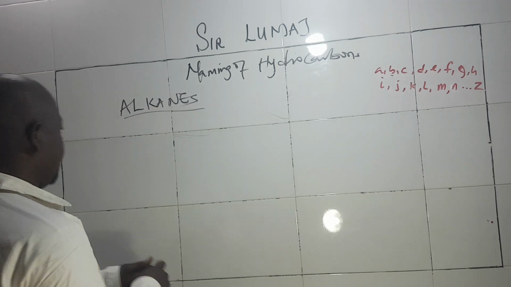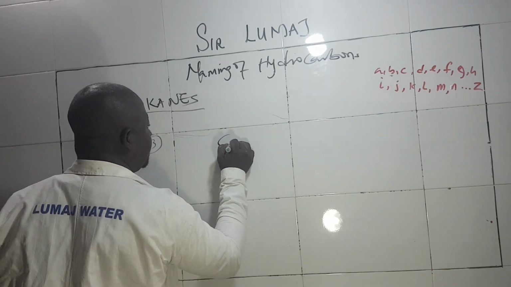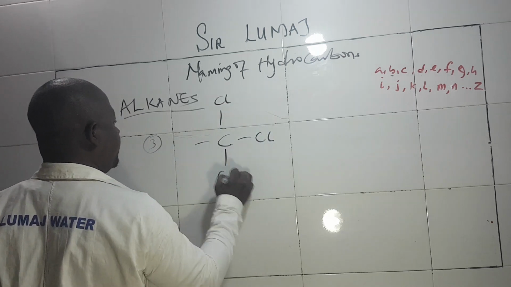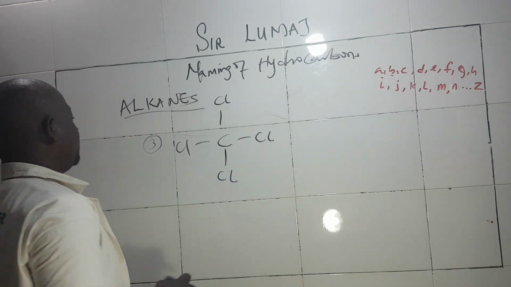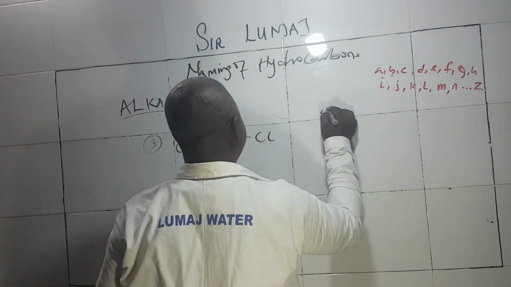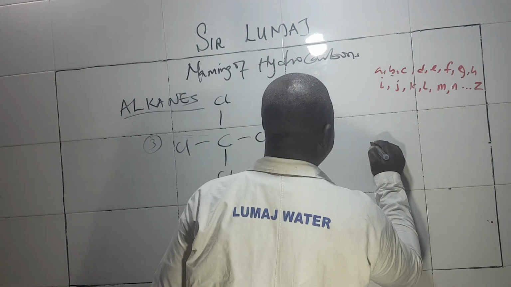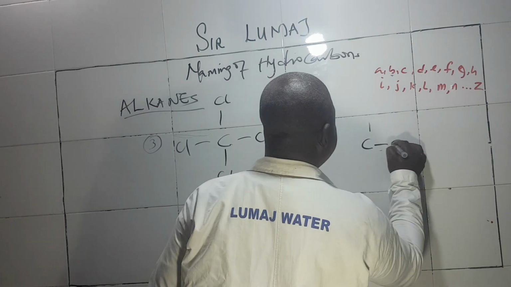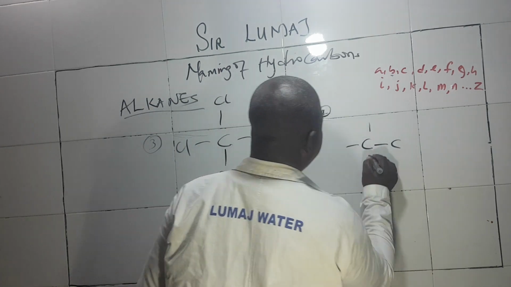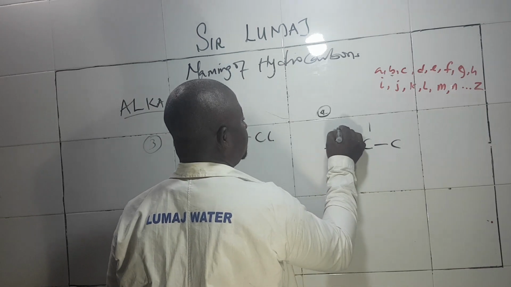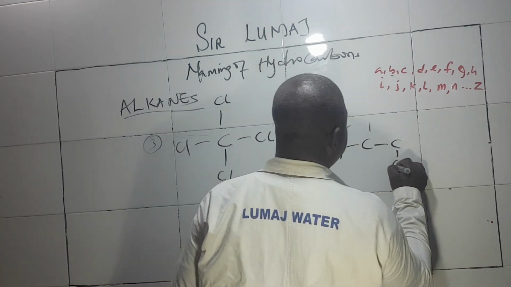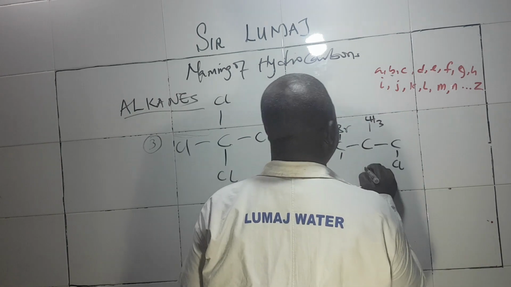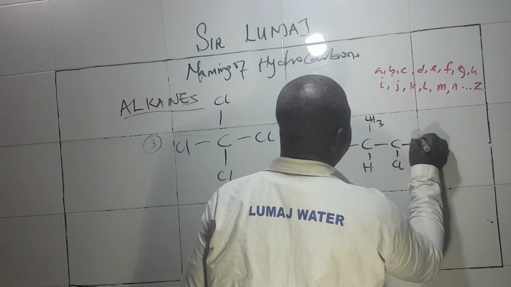Another example, example 3. I can have this. Somebody should try this before I solve it. You can have another one. Example 4. I can have this. Somebody should try that. Just try it before I solve it. Lay your hand on it.